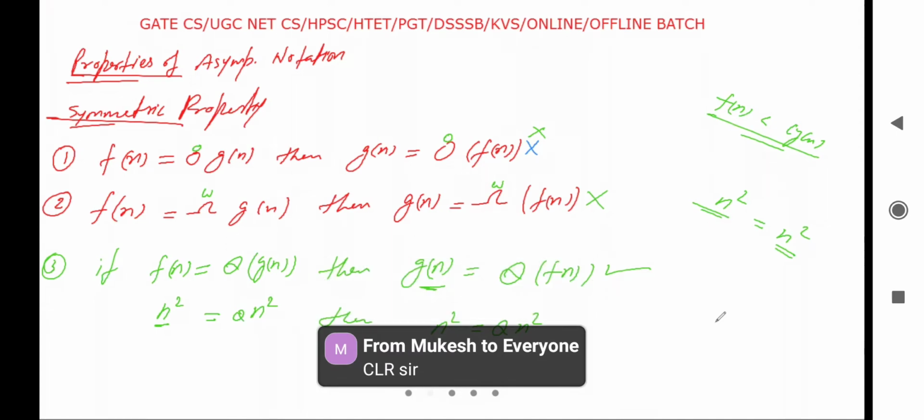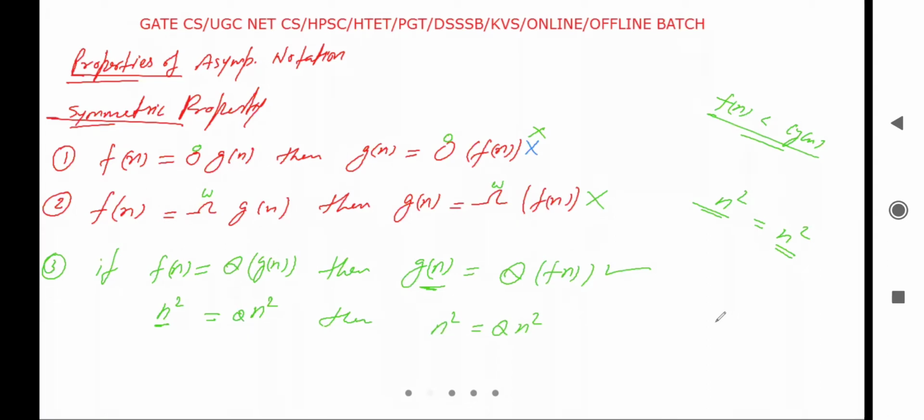Clear? Okay, fine. Let's see the next thing. Next thing is transitive property. Next one is transitive property. Transitive property. Let's see.